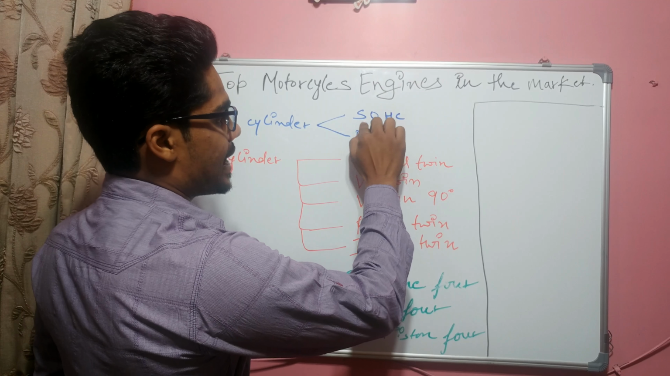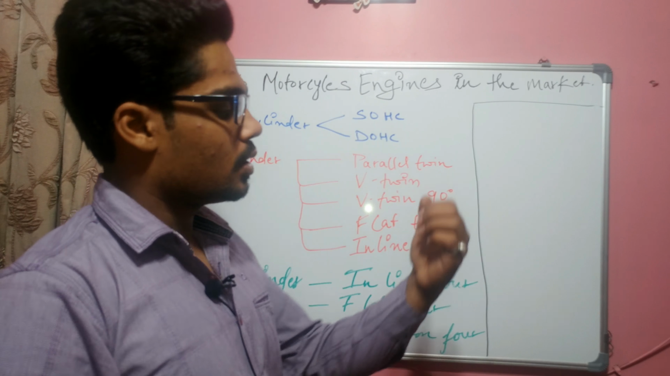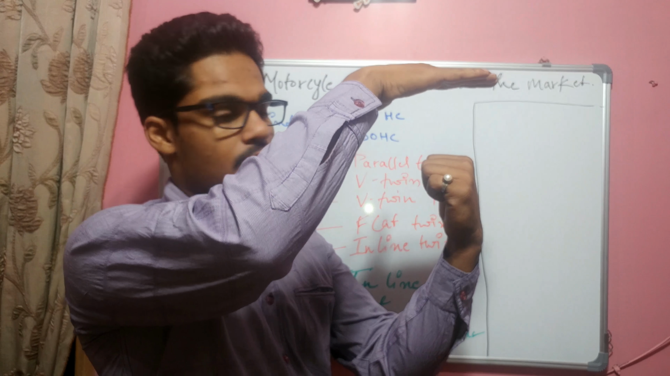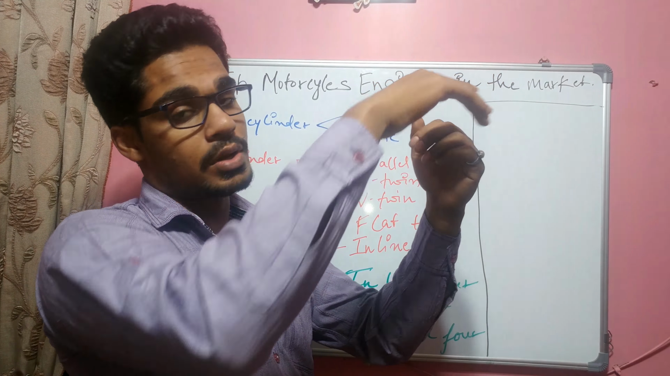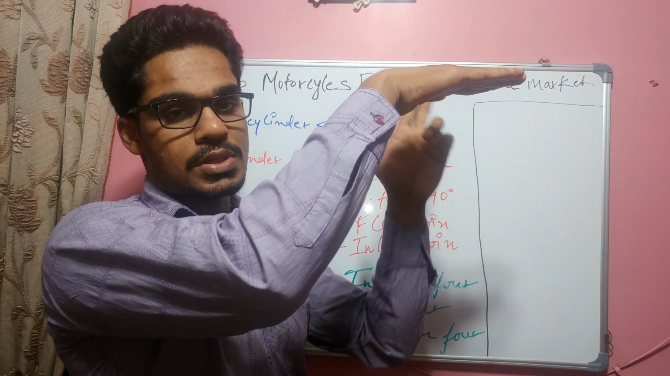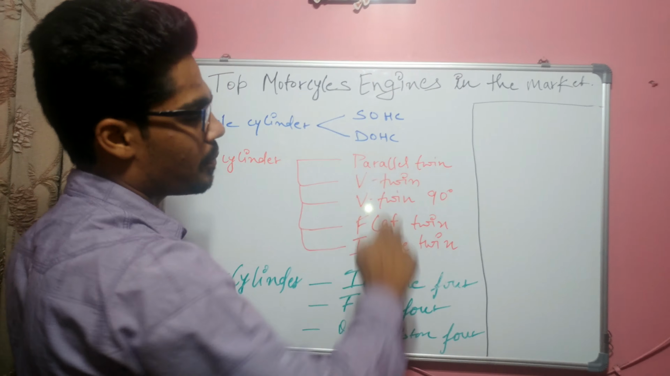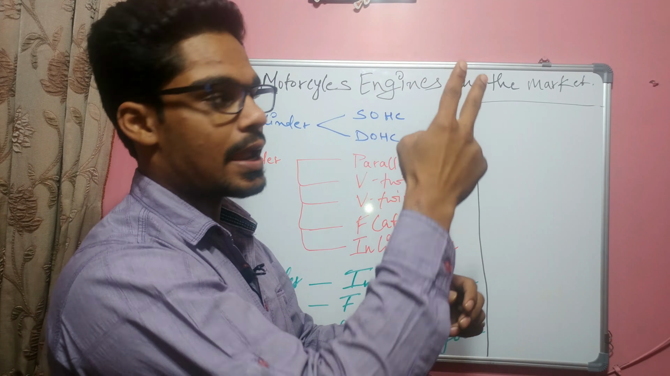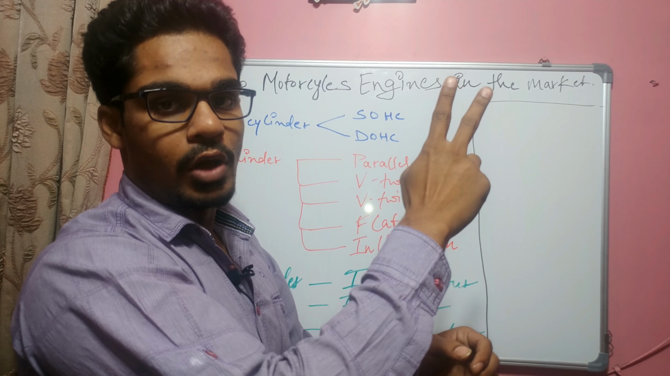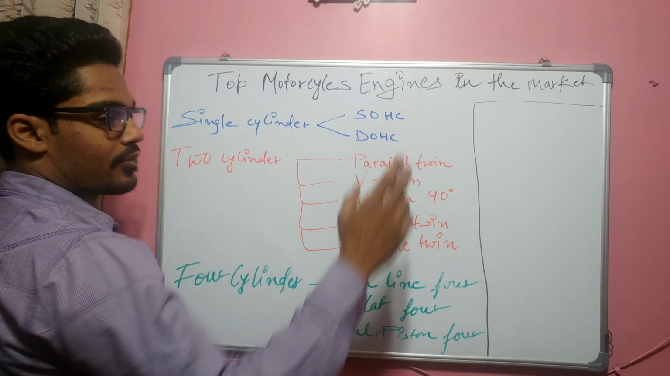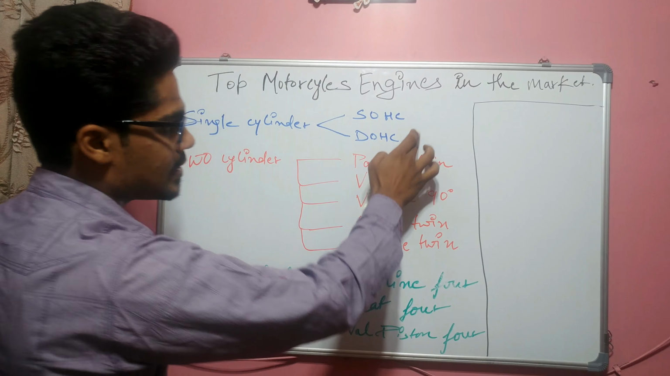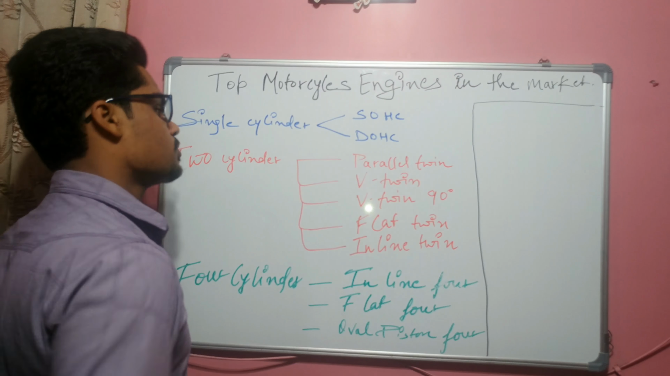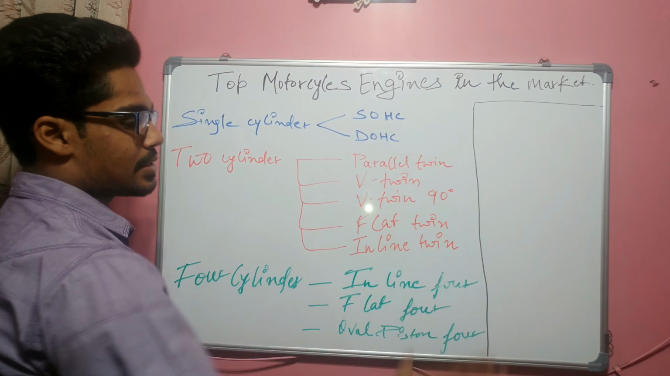In the SOHC, the construction is very simple. Over the cylinder, we have a single camshaft which operates two valves. In the DOHC setup, on the upper part of the cylinder we do have dual camshafts with two valves each. So that was the difference between the SOHC and DOHC. In the SOHC, over the cylinder we have a single camshaft, and in the DOHC we have two camshafts. So guys, that was all about the single cylinder.